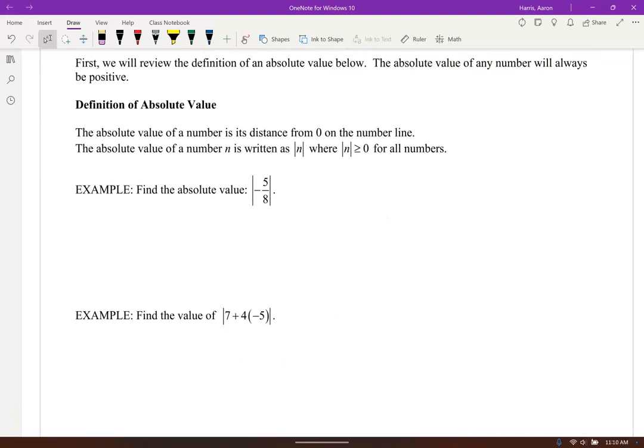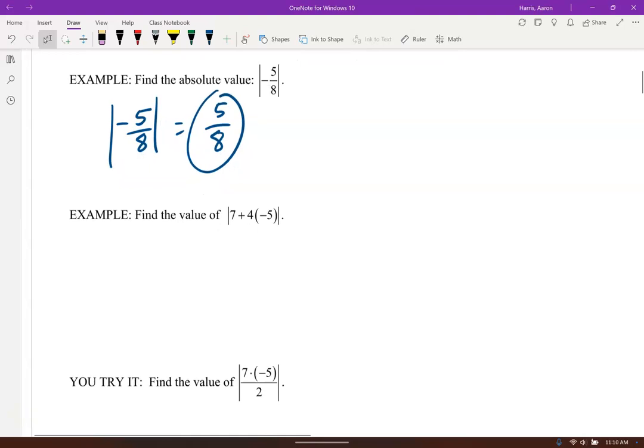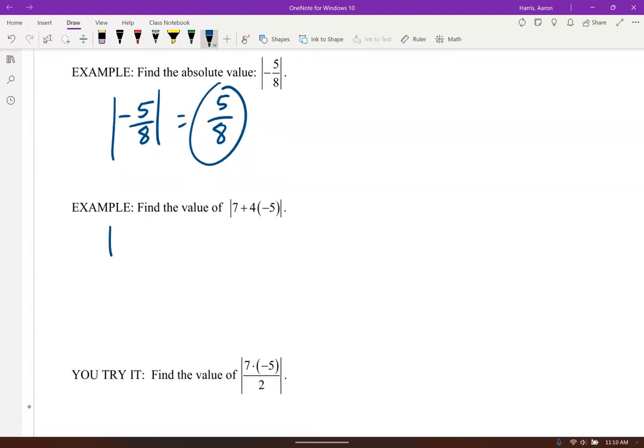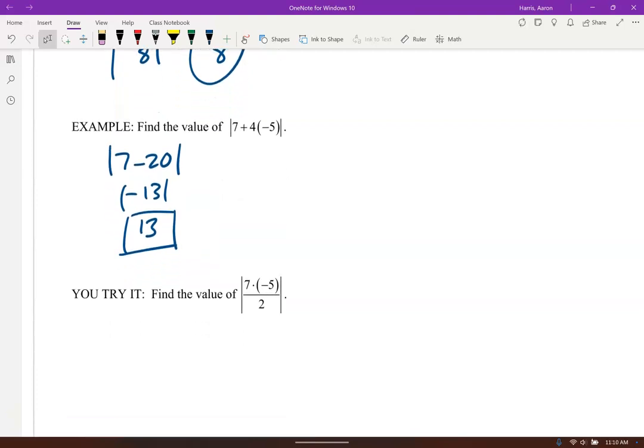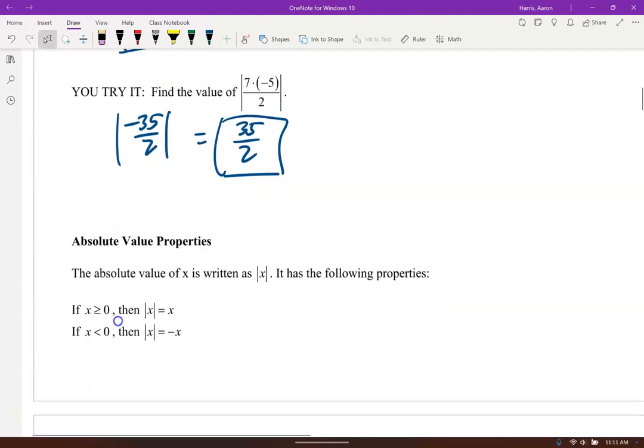For this one, we have the absolute value of -5/8, of course, would just be its distance from zero is just 5/8, right? If you're finding the absolute value and you got a mess in there, you go ahead and clean up the mess with the order of operations. So 4 times -5 minus 20, 7 minus 20, -13, and the absolute value of -13 is just positive 13. You guys go ahead and try that next one right there. Just punch it into the chat. Should get 35 over 2.